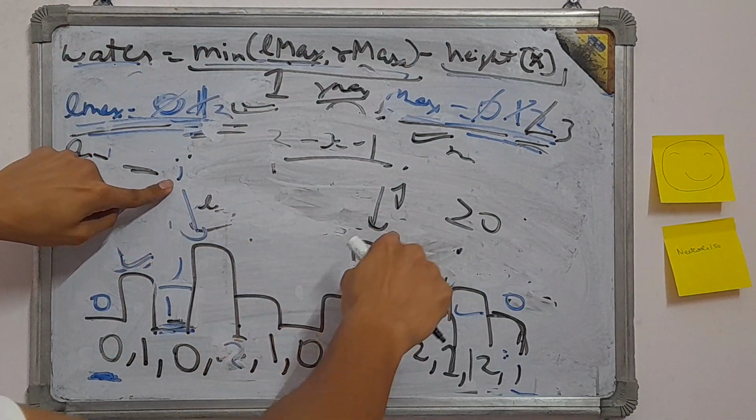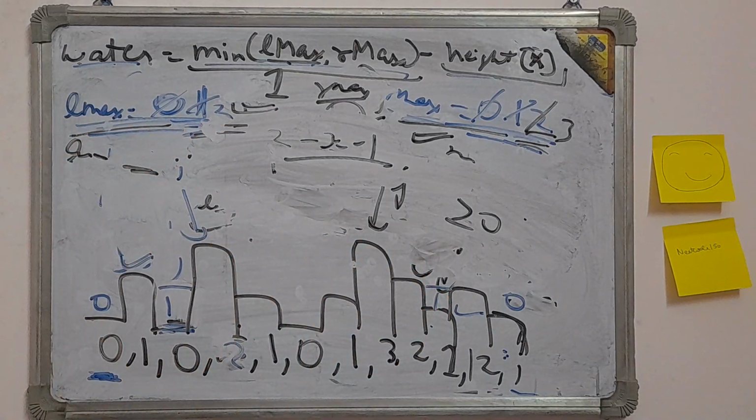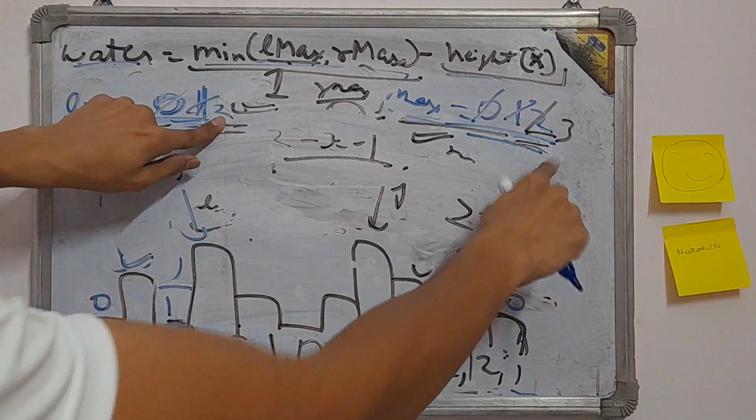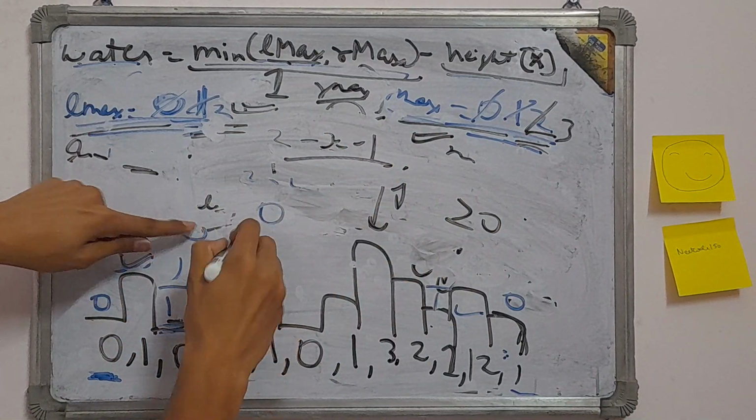So in this case, I here, J here, left max is smaller. That means left part needs to be processed. Okay. So we have smaller one, 3, 2, smaller is 2, current height is 2. We get 0. That means no water here. We move I again.